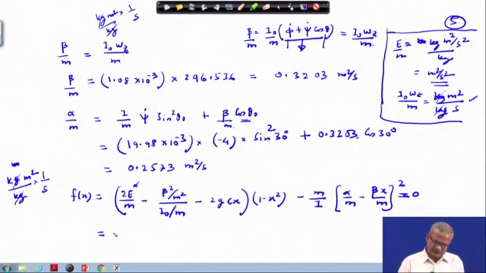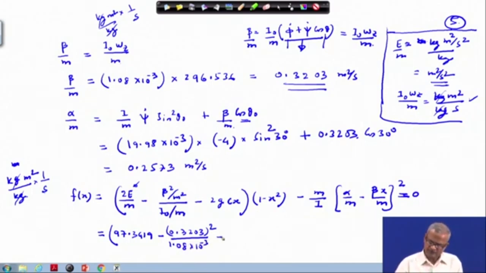Okay, now for this equation we have to insert all the values. So, this is 97.3419 minus beta by m, which is the quantity given here, 0.3203 this square, because the square term is there, and I0 by m we have already calculated, that was 1.08 into 10 to the power minus 3, minus 2 times g 9.81, and c was 3/4 of the height. So, this was 0.135 meter, and x is the variable which we want to solve.